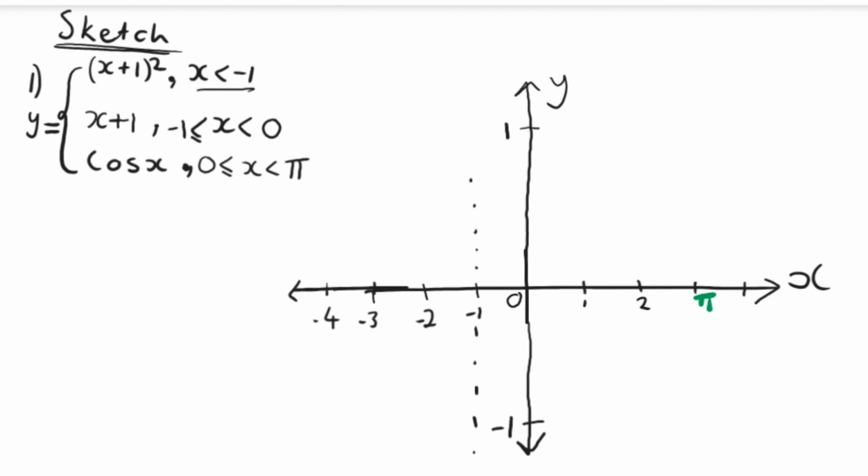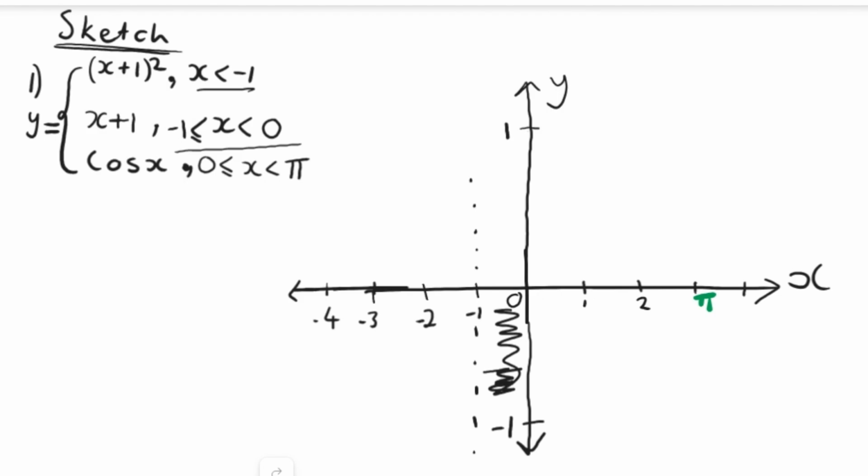Let's see the next domain. Again we must sketch y equals x plus 1 for x values that are between minus 1 and 0. Between minus 1 and 0 is in this domain here. We already have a vertical line that is our y-axis, so we don't need another. We are going to sketch something in there, and we will see if the function x plus 1 exists in there.